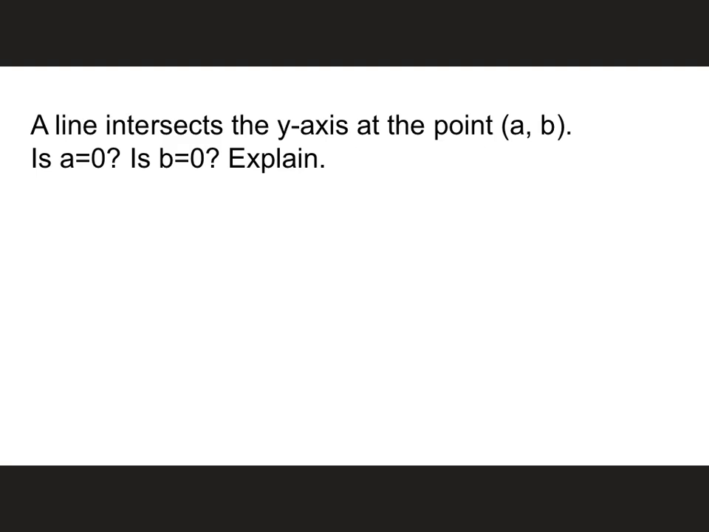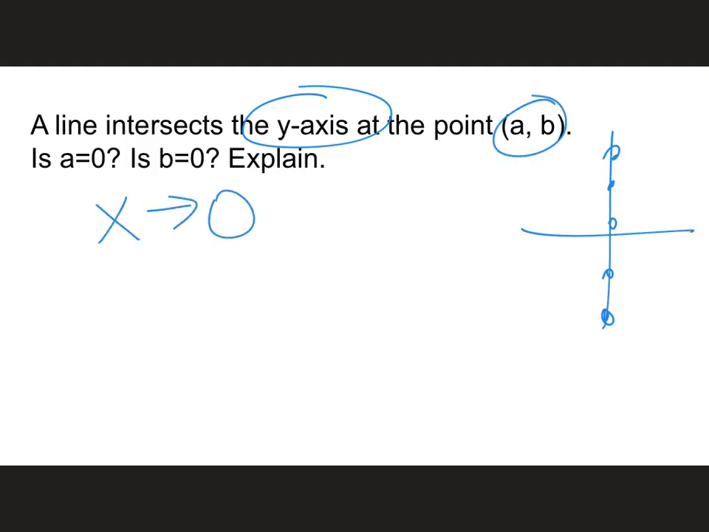If a line intersects the y-axis at a point (A, B), so we're talking about the y-axis, so anywhere along this line, is A 0 or is B 0? If you're staying on the y-axis, then that means your x value has to be 0. In this case, if the ordered pair is (A, B), then A is 0, because A is representing the x value, and the x value has to be 0 to stay on the y-axis.